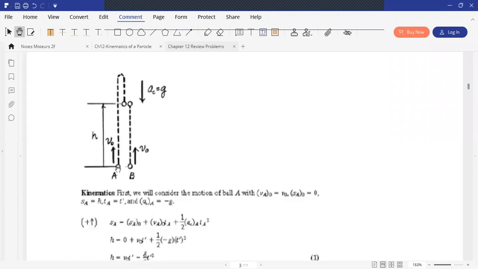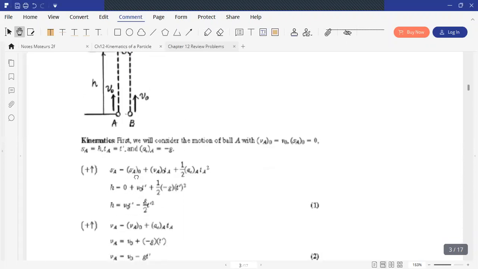So if the time for A is T prime, then the time for B will be T prime minus delta T. While if I consider the origin of time at B, if the time for B is T, for example, then the time for A will be T plus delta T. Okay? Is this idea clear? Yes. Okay. So now I can write the equation of B.